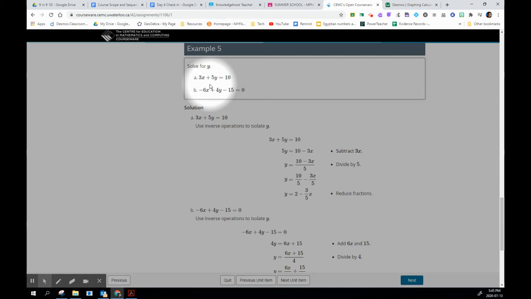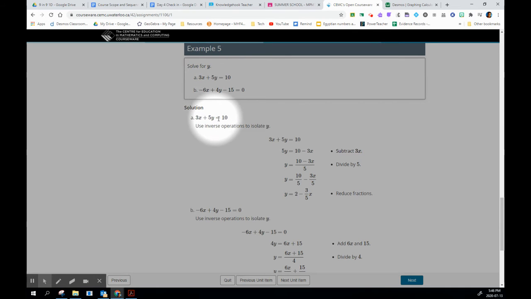What we're going to do is try to connect this form with a form that we know, y equals mx plus b. Because if we look at this equation, 3x plus 5y equals 10, it's hard for us to determine the slope or the y-intercept right off the bat. And the same thing with this one. So we're going to use what we have learned to solve the equation for y. And when we do that, our equation is going to look more like y equals mx plus b. So let's take a look at how we do that.